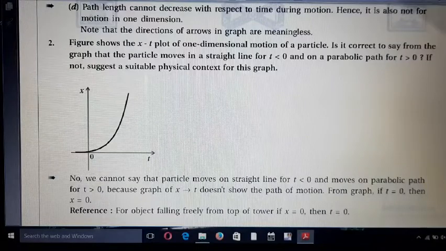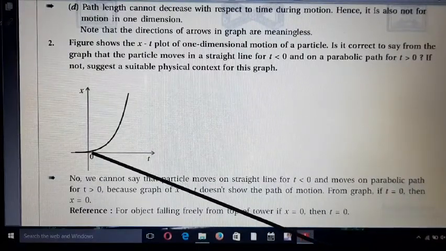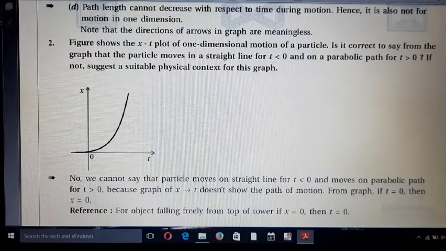From the graph, if t is equal to 0 initially, look here, at that time x is equal to 0. Suppose we give an example. Suppose from the top of a tower, we drop an object, and its initial time t is equal to 0. At that time its position x is equal to 0.